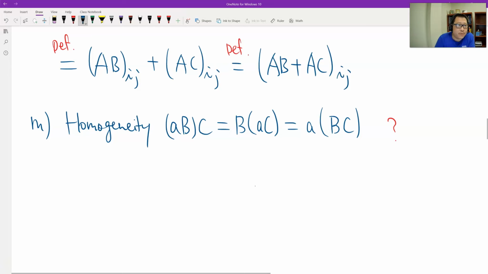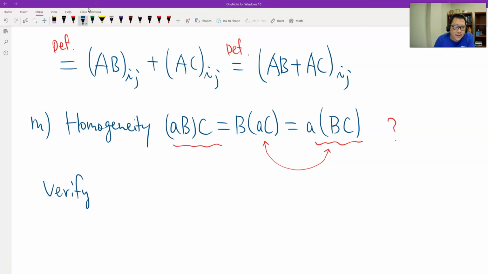So I can see just two ways. The first is this equals this, and if it is the same, then we can prove that this also equals this. So we need to verify two equations. I just verify one and leave the other for you. So verify that (A B) times C equals A times (B C).